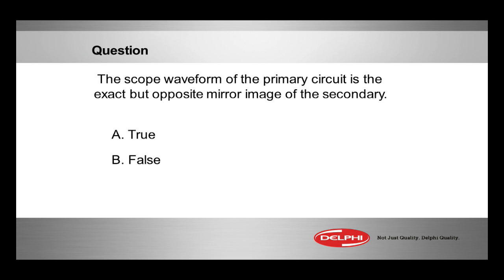Let's do one more here. The scope waveform of a primary pattern, a primary circuit of the ignition coil, that waveform is the exact but opposite mirror image of the secondary. True or false? Exact but opposite, like inverted. Is that true or false?